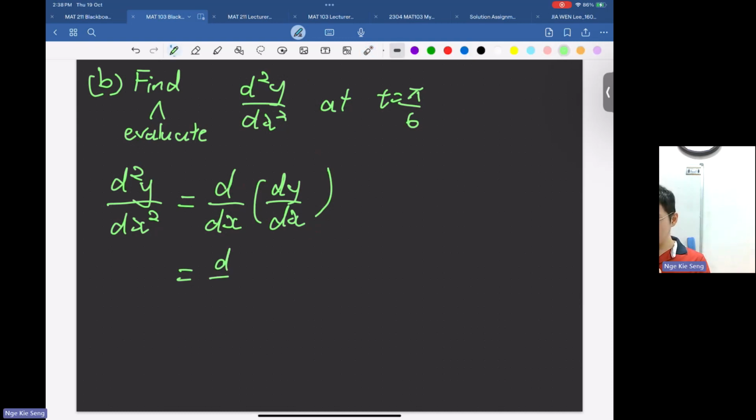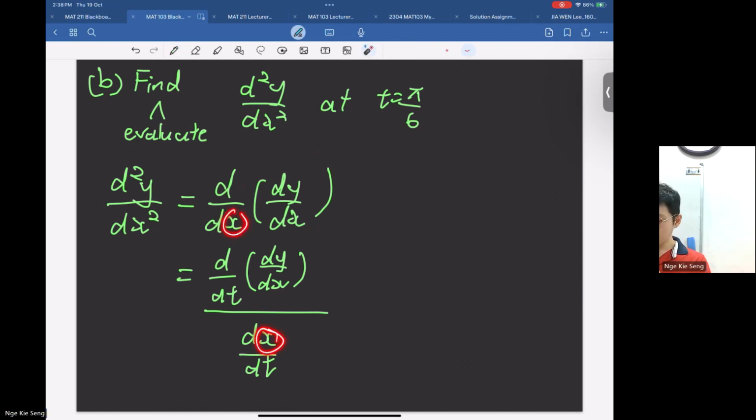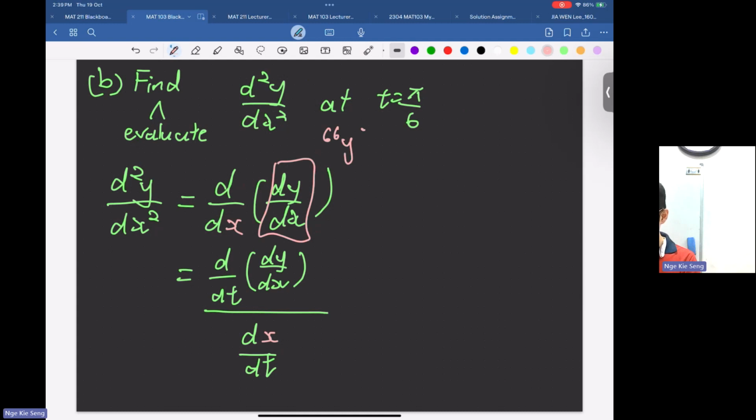You differentiate the dy with respect to t over dx dt. Where does x come from? This is exactly the x that you encounter in the operator. So this part becomes a new y.